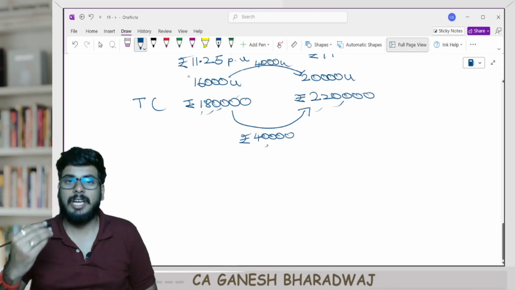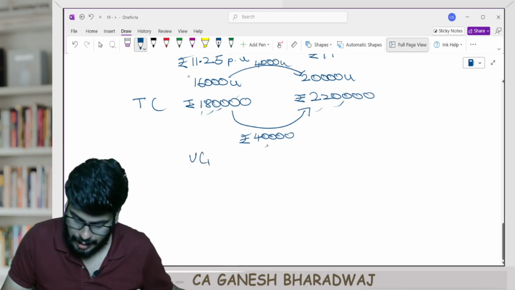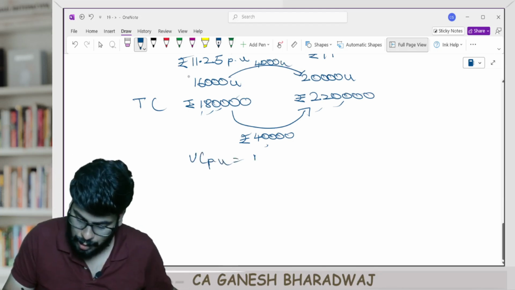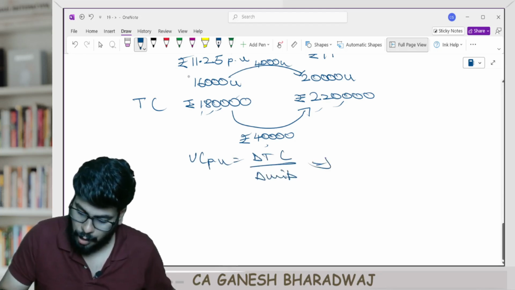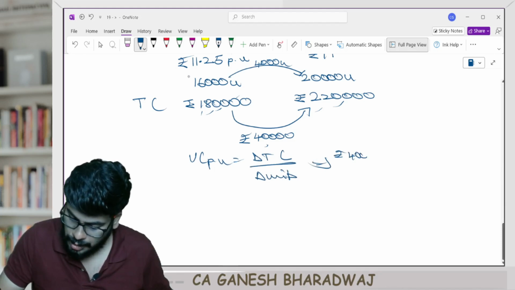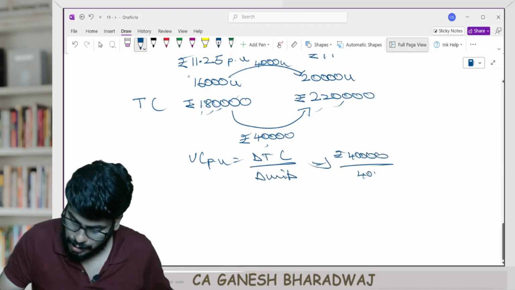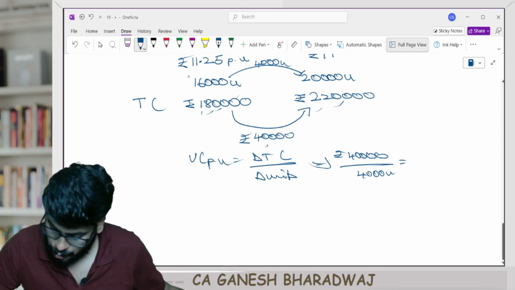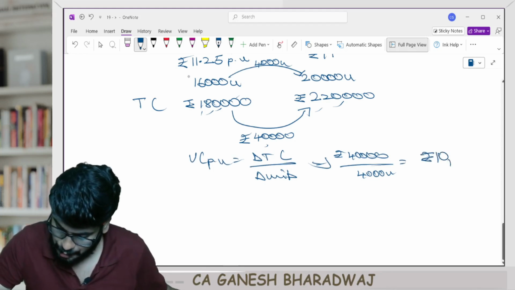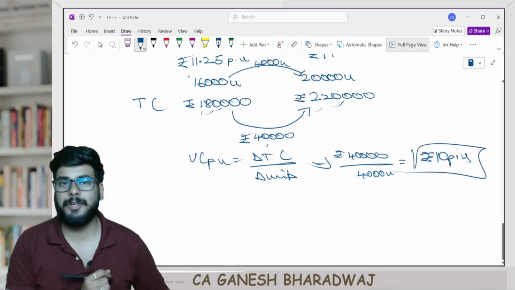So basically, can I say the variable cost per unit is equal to delta total cost divided by delta units. That's going to be rupees 40,000 divided by 4,000 units, and that's going to be rupees 10 per unit. It's going to be 10 rupees per unit.